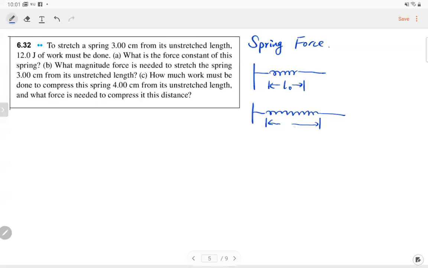The extension is delta x, that's the displacement. So the total length of the spring will be the initial length plus the displacement. I can use x. Use L0 plus x. That's the length of the spring if we give a stretch force. And you'll find that the displacement has a linear relation with the force. If we increase the force, then the displacement will increase. That's a linear relation, so we can use an equation to connect them. That is the force.